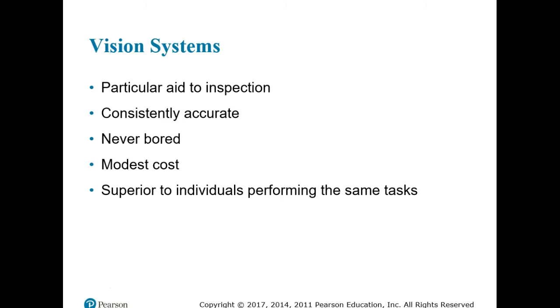So, for instance, here, vision systems are used to inspect Frito-Lay's potato chips so that imperfections can be identified as the chips proceed down the production line. The systems are also used to ensure that sealant is present and in proper amount on Whirlpool washing machine transmissions. Vision systems are consistently accurate. They do not become bored and are of modest cost.